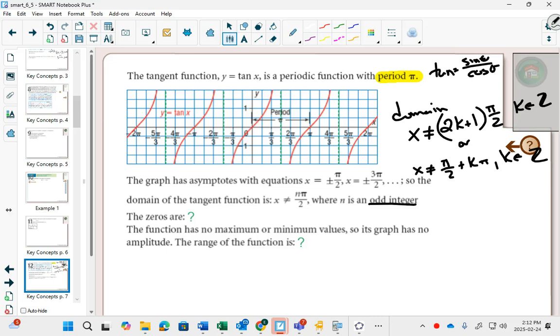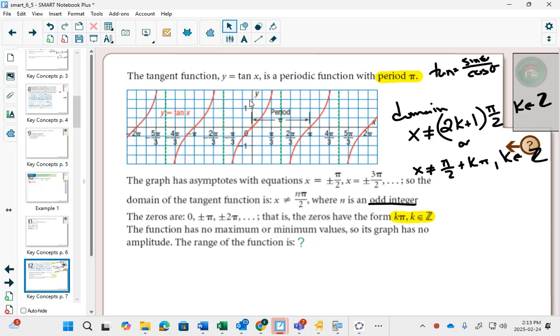The zeros of tangent are the exact same zeros as sine. So here at least, they labeled them correctly. And the range is everything.